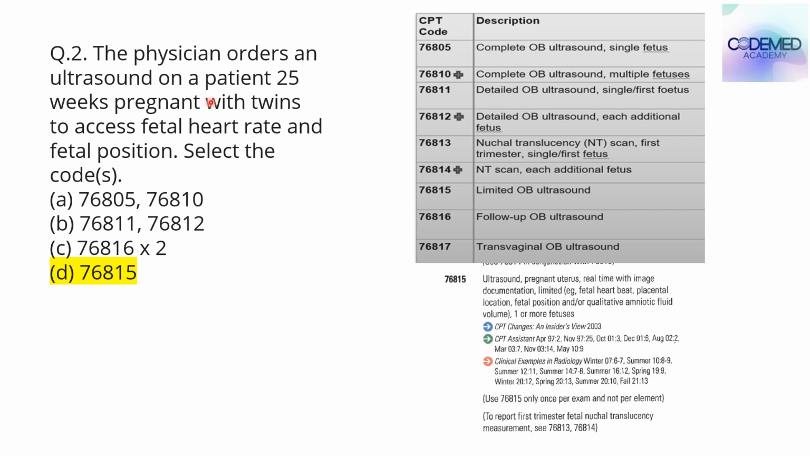Now the question is, here there are twins. But if you read the language of the code, it says ultrasound pregnant uterus, real time with image documentation, limited, example fetal heart rate, placental location, fetal position and qualitative amniotic fluid. And below that it is written, use 76815 only once per exam and not per element. So though there are twins, we will use this code only once because we count the per exam, not per element.